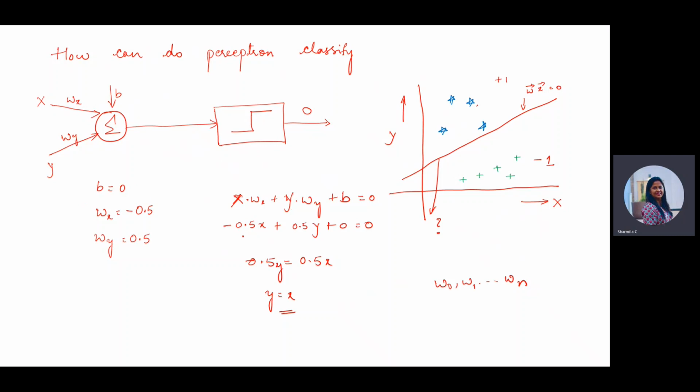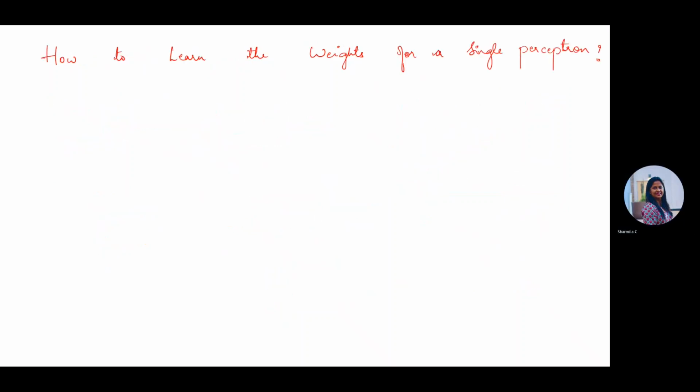Whenever we have this equation, you replace it with any value of X or Y, and the perceptron is going to classify that instance into either this group of instances or that group of instances. So we are learning the weights of the perceptron. How do we learn the weights for a single perceptron?